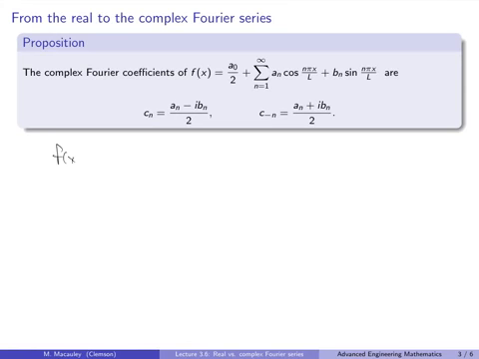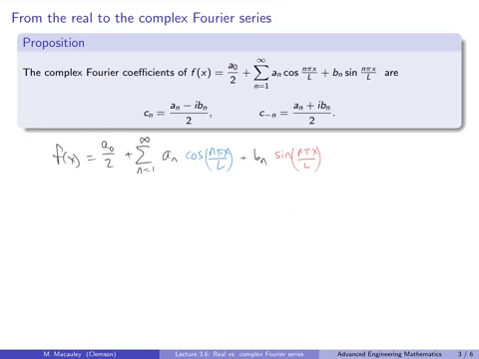So f of x, let me write the Fourier series down here: a naught over 2 plus the sum from n equals 1 to infinity of a_n cosine of n pi x over L, which I'm going to write in blue, and then plus b_n sine of n pi x over L. I'm going to write that in red.